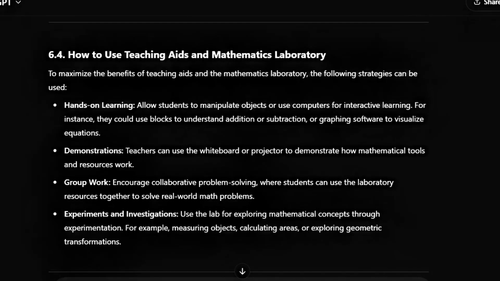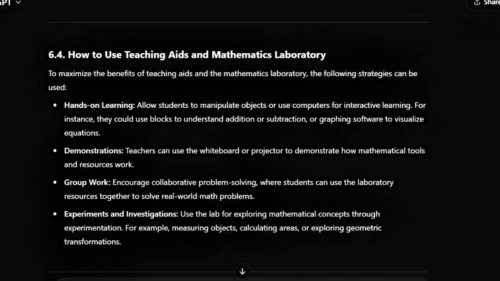How to use teaching aids in mathematics laboratory. To maximize the benefits of teaching aids and the mathematics laboratory, the following strategies can be used. Hands-on learning: allow students to manipulate objects or use computers for interactive learning. For instance, they could use blocks to understand addition or subtraction, or graphing software to visualize equations.